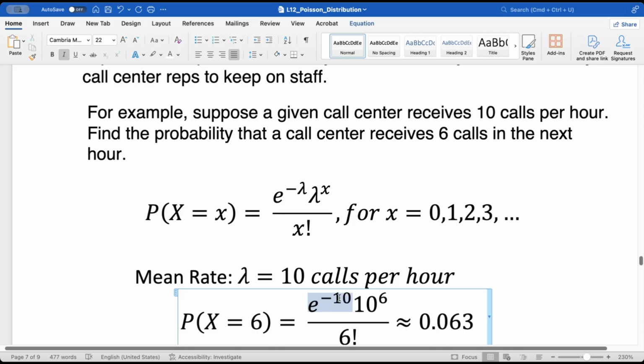When you're plugging this into the calculator, make sure you have this negative 10 in the exponent of e. So it's about a 6.3% chance of exactly 6 calls in the next hour.